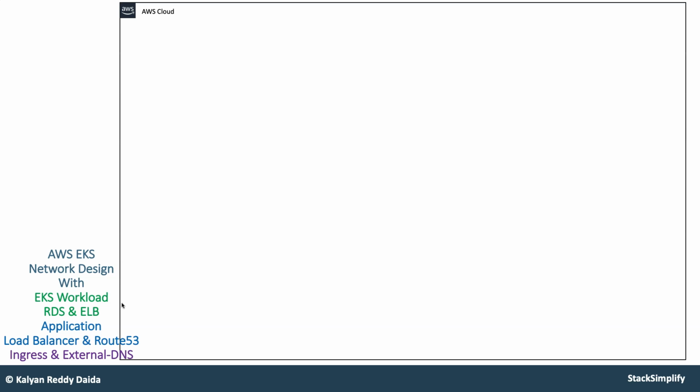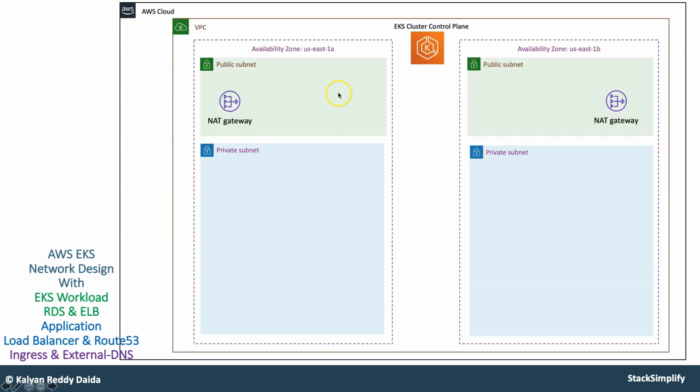Whenever we create an EKS cluster control plane in the AWS Cloud, it automatically creates the VPC and its equivalent public and private subnets in the respective availability zones, with NAT gateways for outbound communication, provided your workloads and node groups are in the private subnet.